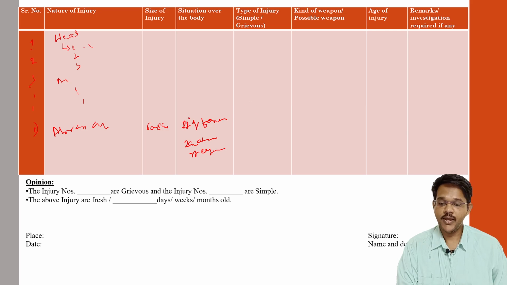And one more thing, I made a mistake: never mention shortcuts. You have to always write the full forms. Type of injury, simple or grievous. Abrasion usually heals immediately, so it is a simple injury. Then kind of weapon, blunt weapon, since a blunt weapon causes abrasions. Age of injury, if it is fresh bleeding, less than 6 hours, you can mention. In the remarks, nothing has to be mentioned for abrasions.